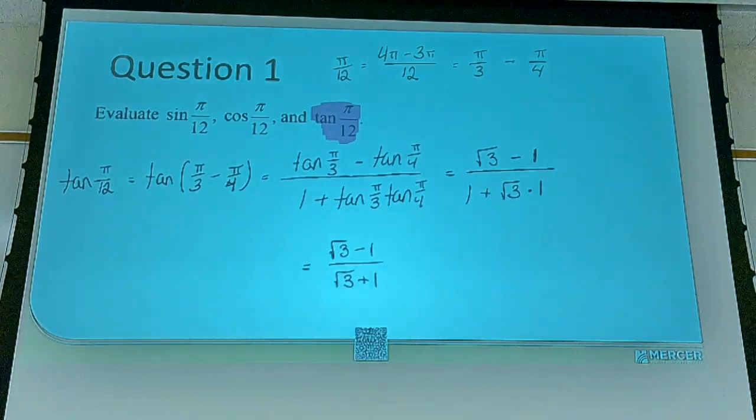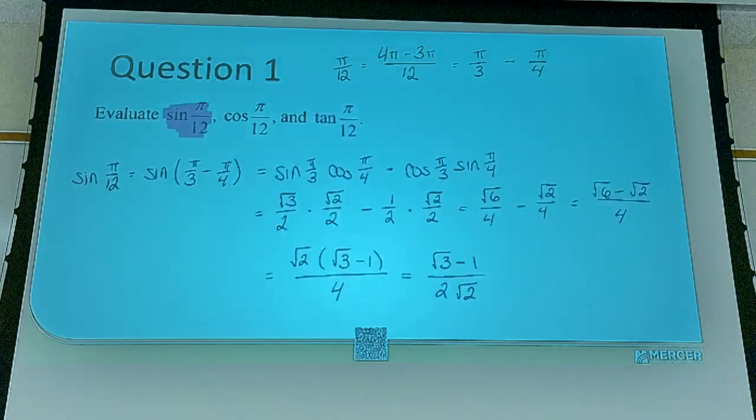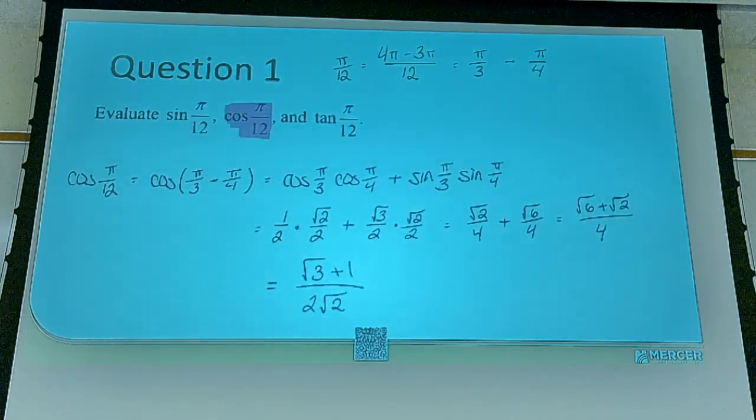Which you can easily see, right, if you do sine over cosine, you'll get root 3 minus 1 over root 3 plus 1, once you fully simplify.